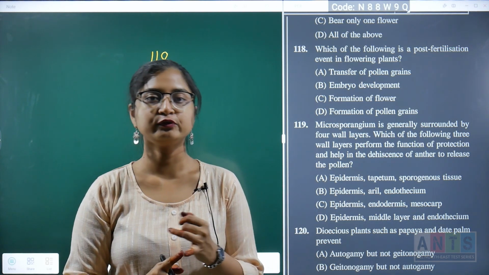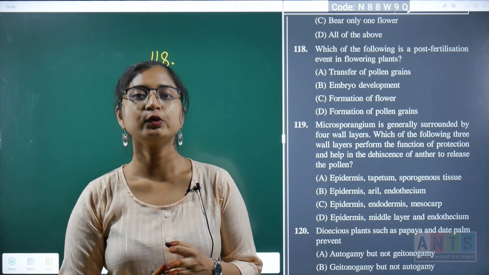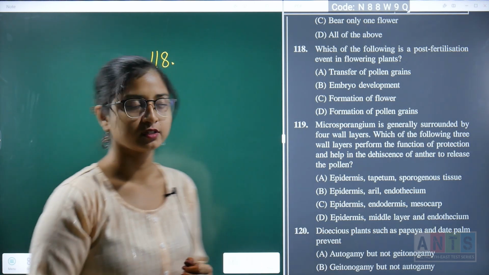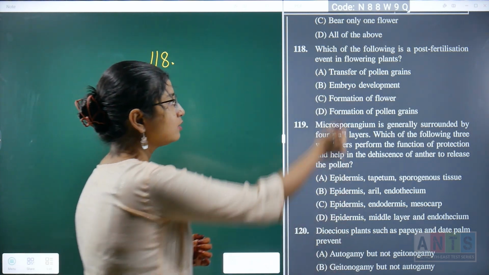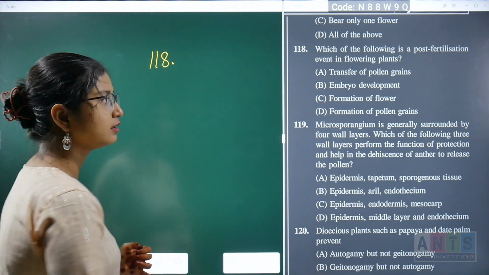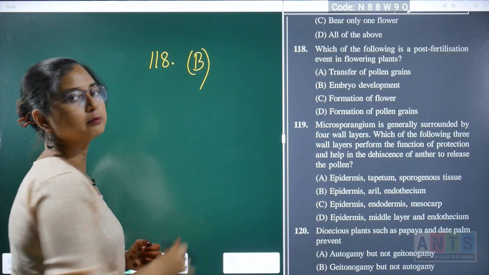Whatever development of flower, pollen grains, ovule, these are all included under pre-fertilization events. So here we have been asked regarding post-fertilization event. So embryo development. Hence question 118, the correct answer is option B.